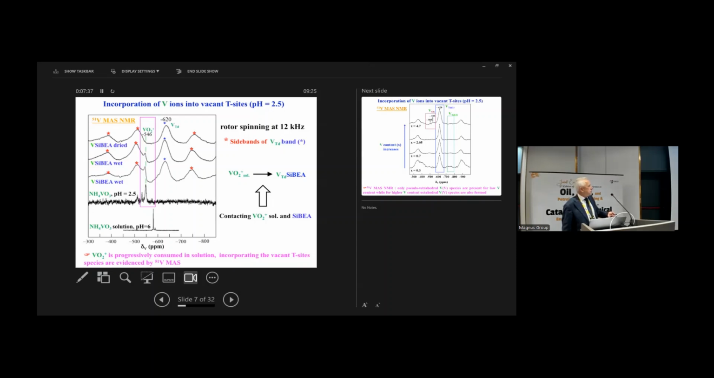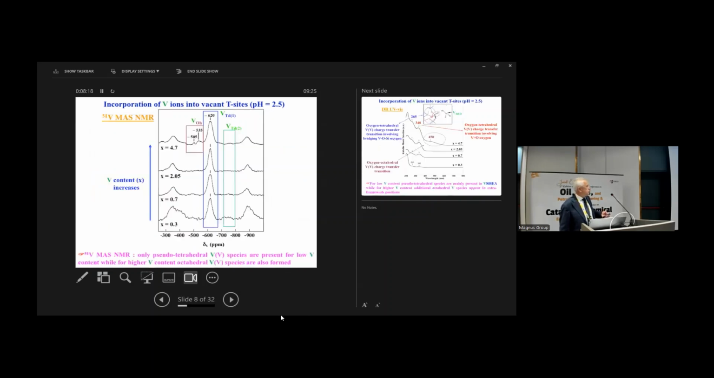disappearing completely. At the same time, we observe in solid-state vanadium magic-angle-spinning NMR a new band appearing at minus 620. This band is related to the formation of vanadium tetrahedral species. So this shows us that the reaction takes place between VO2+ and OH of Zn-BEA with incorporation of the vanadium as vanadium tetrahedral species.